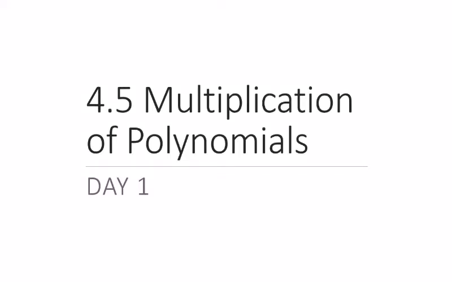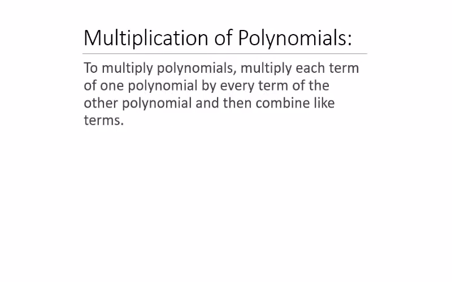All right, so we just finished adding and subtracting polynomials. Now we're going to talk about multiplying polynomials. So when we multiply polynomials, we're going to multiply each term in one polynomial by every term in another polynomial. All right, and then we will combine like terms.